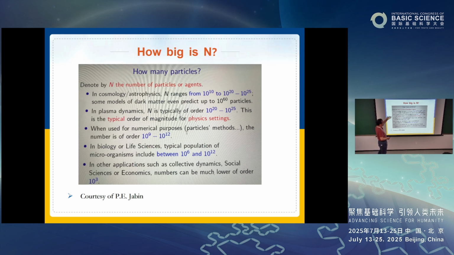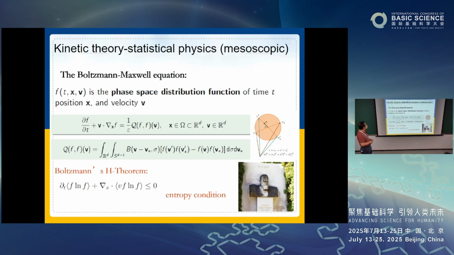Here are just some examples. For example, if you talk about cosmology or astrophysics, you're talking about 10 to the 20 particles. Also in plasmas. Also, particle methods are often used as a numerical method, the so-called Lagrangian simulation, where the largest scale particle simulation can reach 10 to the 9 to 10 to the 12. And there are many other applications where N is very big. So that's the problem with Newton simulations: N is too large.